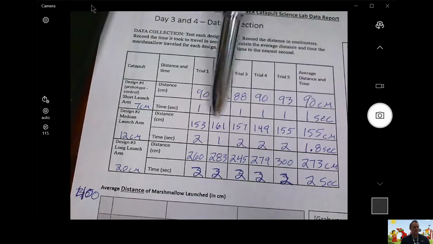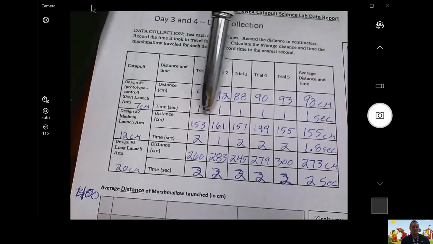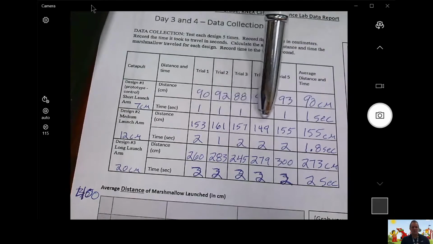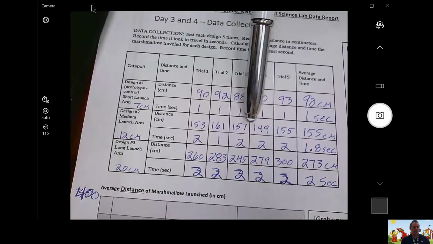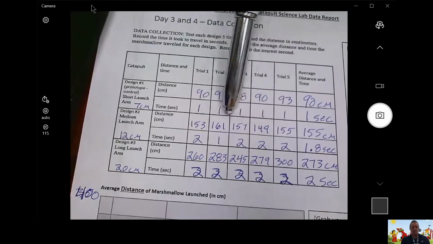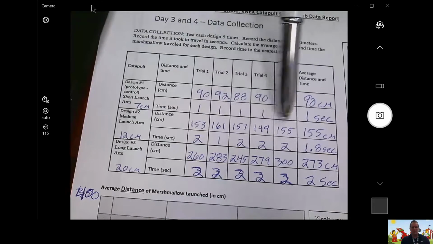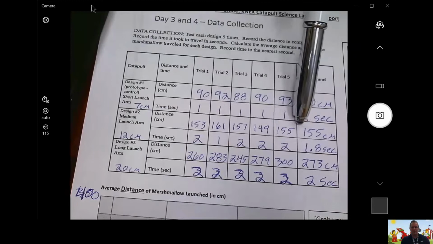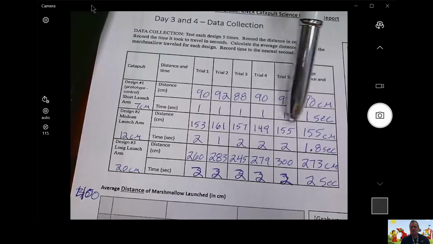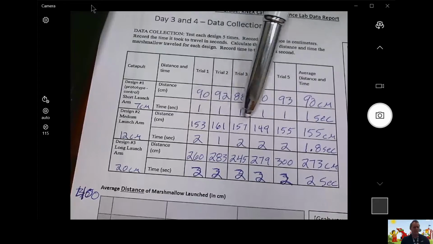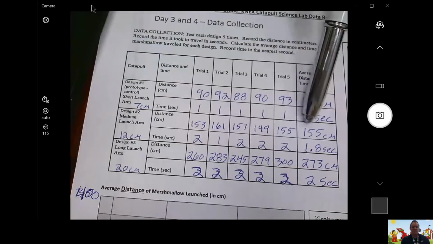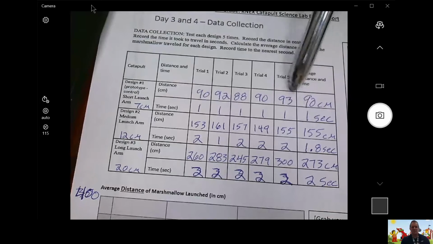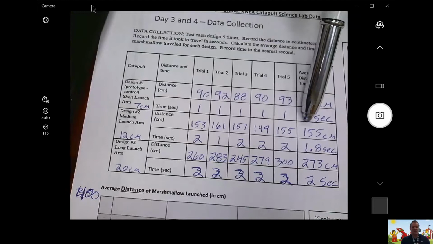So let's drop down to our medium launch arm. You can see my numbers are pretty close together, not too far off. I got 149 here, but that doesn't really bother me because they're still within a really good range. And notice here's my average, which is fine. It falls in with these numbers here. Remember I added the 5 numbers and divided by 5 because I did 5 trials.